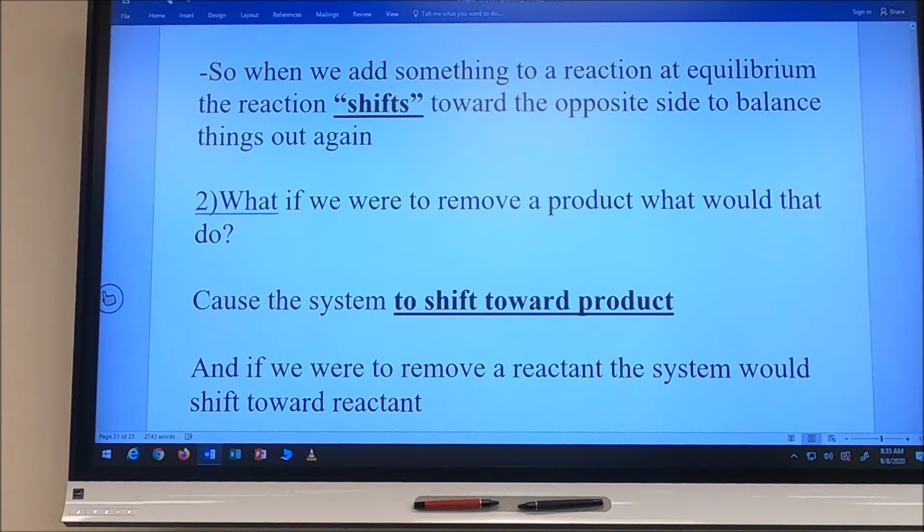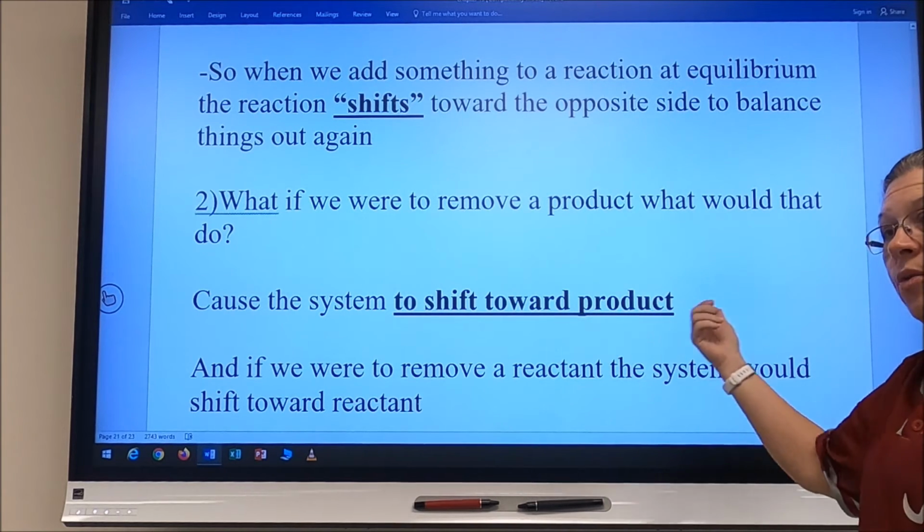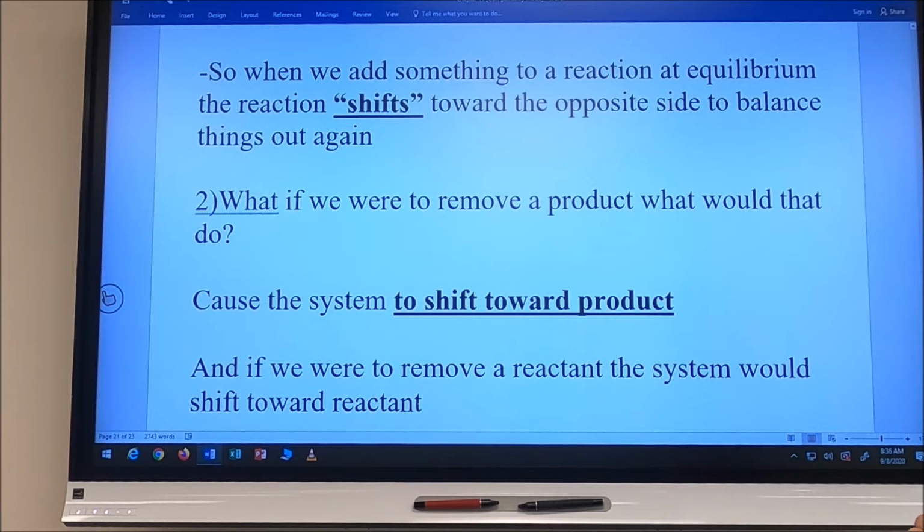If I remove product, what do you think that would do? If I remove product, okay, that means I have reduced the numerator. So I have too much reactant compared to the amount of product. That means we're going to cause a shift toward product. The reaction is going to run in the forward direction from the disturbed position to reattain our new equilibrium. So by the same token, if I were to remove reactant, I would cause a shift toward reactant.